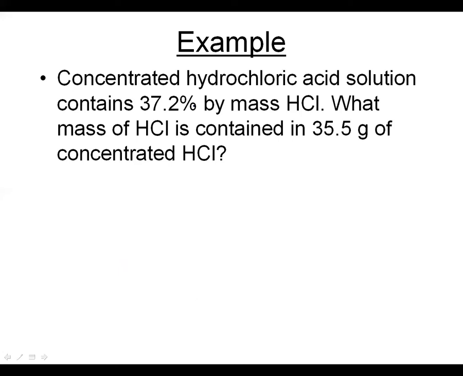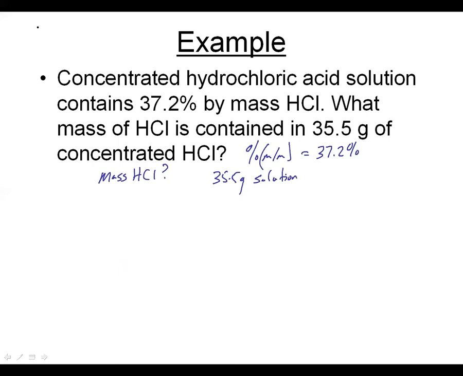Okay, so again here we're dealing with the percent mass to mass. And in this case, we're actually given the percent mass to mass, which is 37.2%. We want to know what is the mass of the HCl. And if we have 35.5 grams, and that would be of the solution. So you may ask, well, how do I know that? It's the 35.5 grams of the solution.